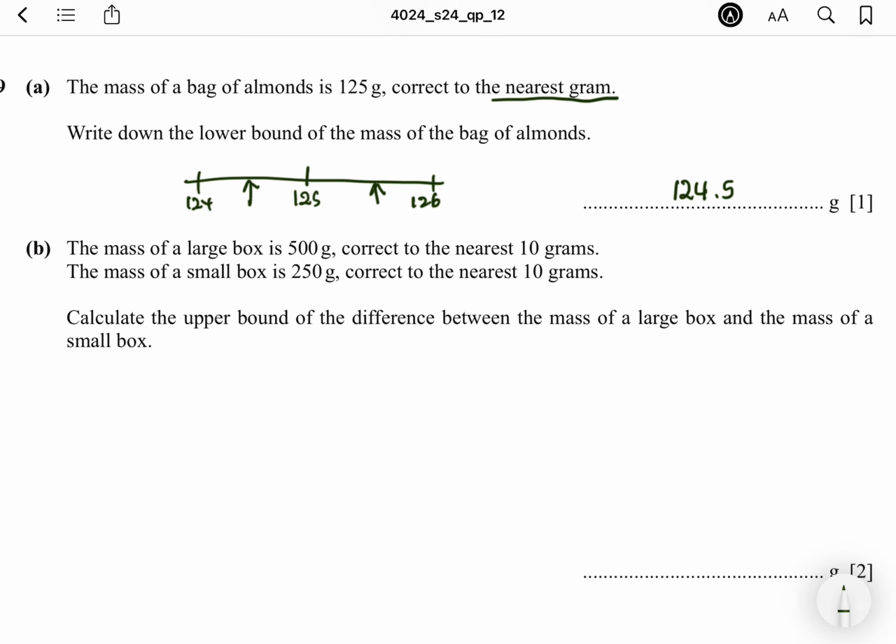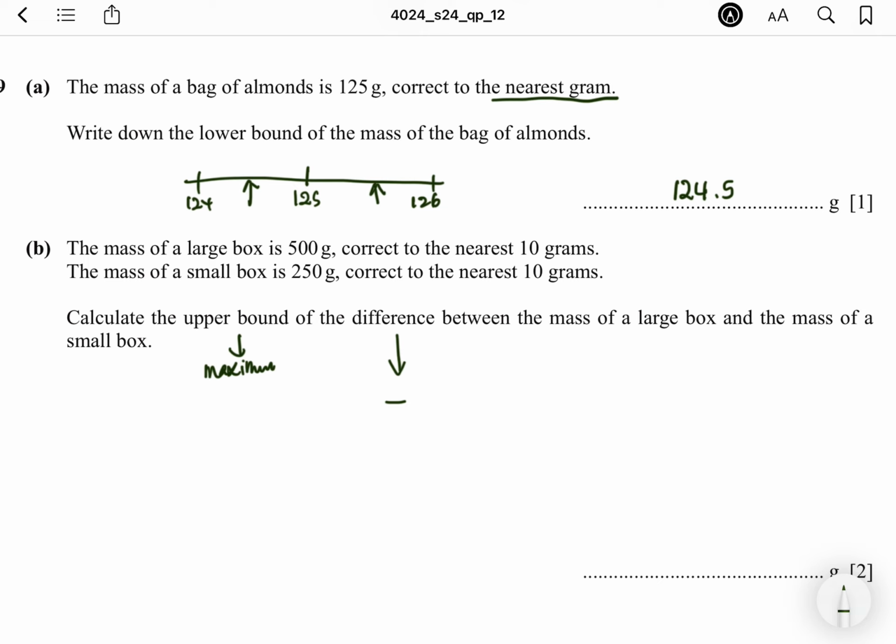The mass of a large box is 500 grams, correct to the nearest 10 grams. The mass of a small box, 250 grams, correct to the nearest gram. 250 is not the jawapan. Calculate the upper bound of the difference between the mass of a large box and the mass of a small box. You know that the calculation will involve minus. Upper bound means apa? The maximum value of the difference. Maximum. You want to find the maximum. Nombor yang paling besar. So, nombor yang paling besar kamu dapat 250. Salah. Ada lagi nombor paling besar lagi dari itu.